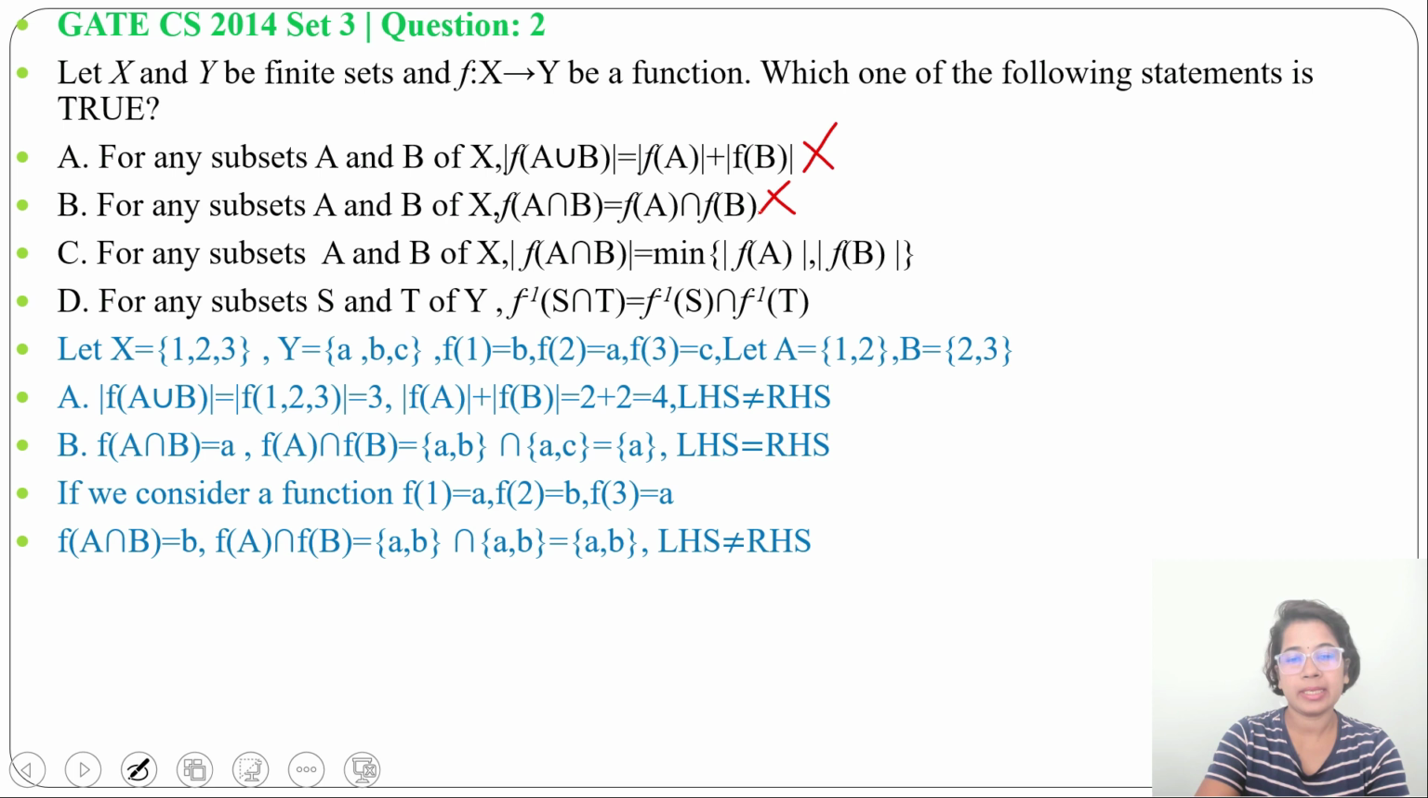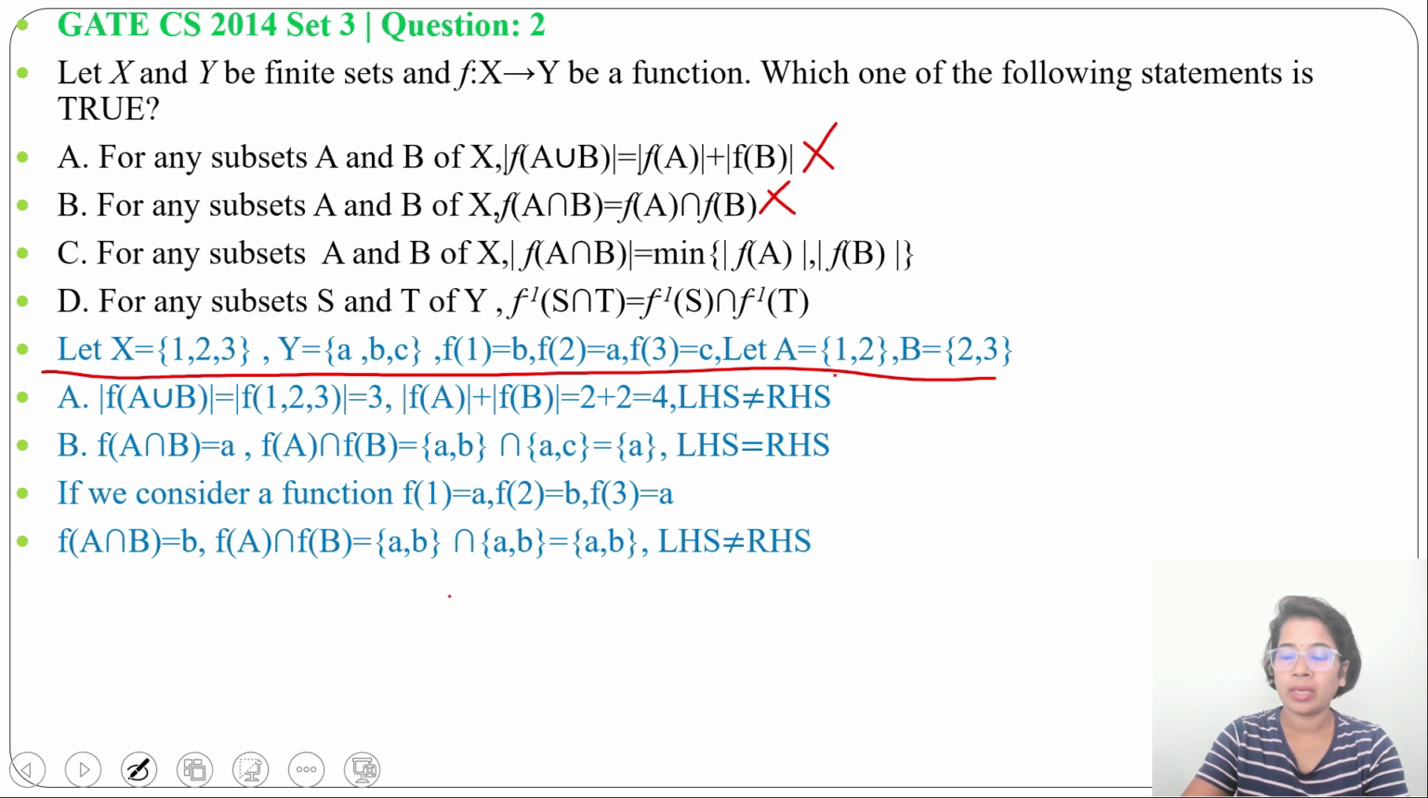Next, check option C: for any subsets A and B of X, the cardinality of f(A ∩ B) equals the minimum of the cardinality of f(A) and the cardinality of f(B). Here we are considering the main example. What is A ∩ B? A contains 1, 2, B contains 2, 3, so A ∩ B is {2}. Now f(2) is A, and its cardinality is 1.